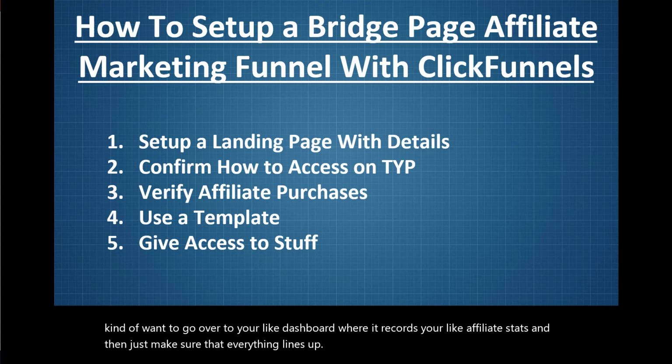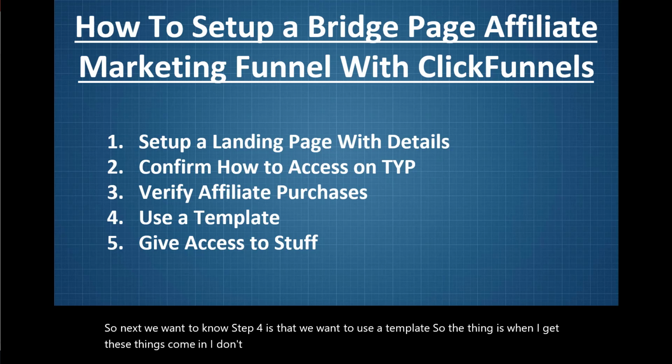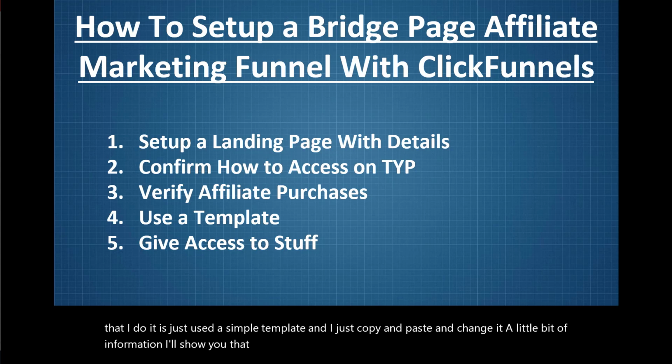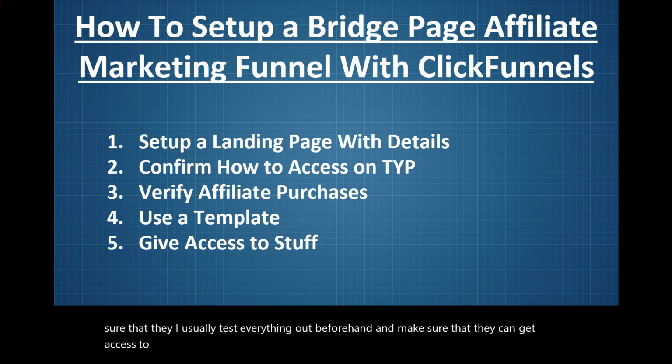Step 4 is that we want to use a template. When these things come in, I don't want to have to spend a lot of time fulfilling them. The way that I do it is just use a simple template, and I just copy and paste and change a little bit of information. I'll show you that as well. And then the last thing is to give access to the stuff. I usually test everything out beforehand and make sure that they can get access to the stuff immediately, because that's what they want, right? And I'll show you how that works as well.